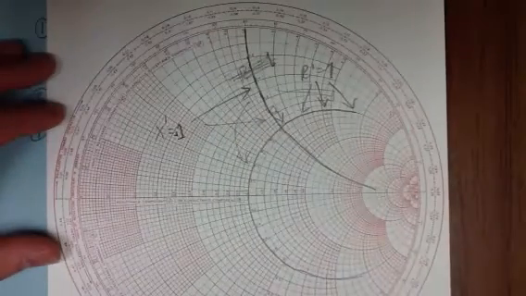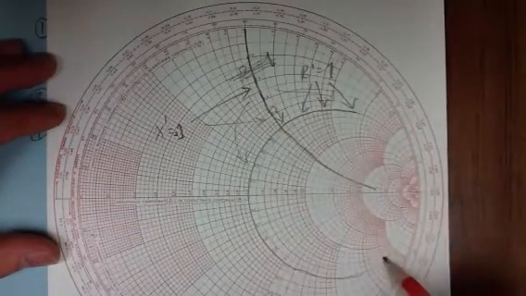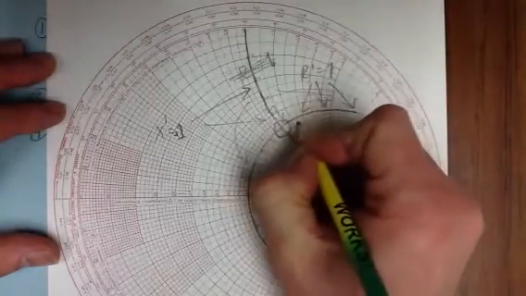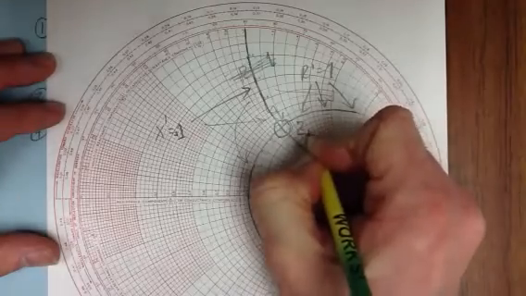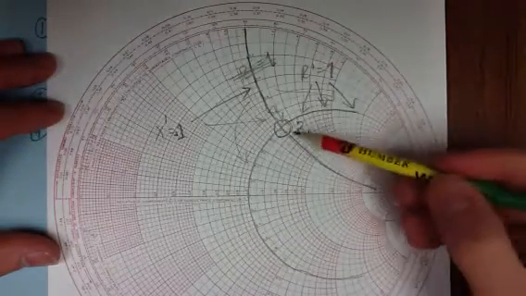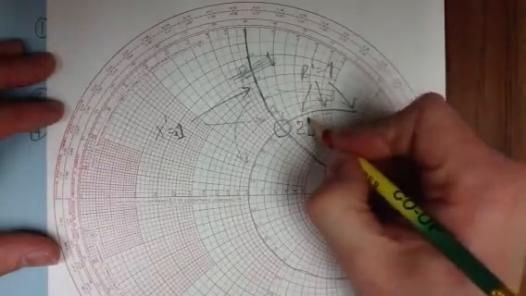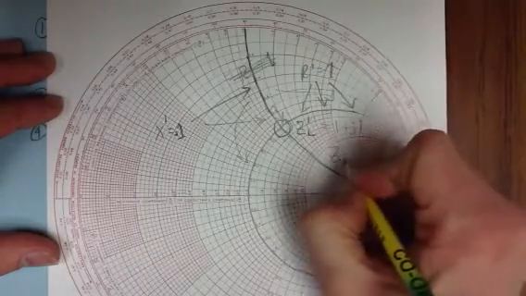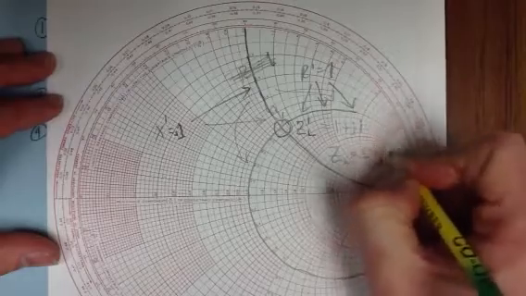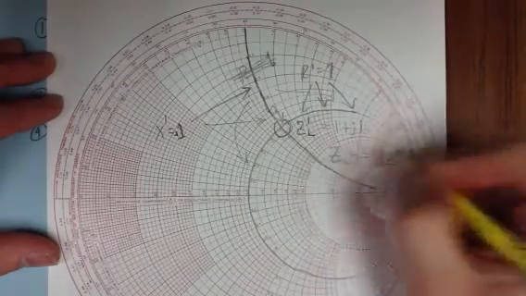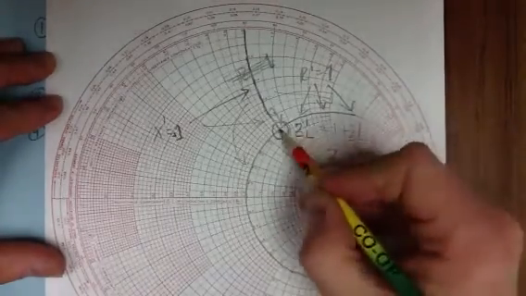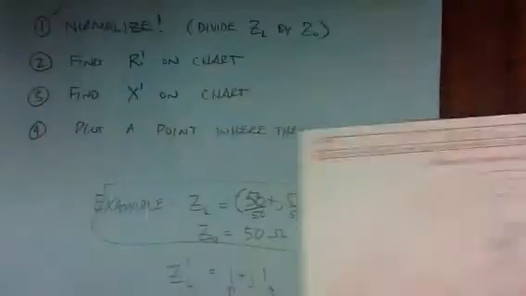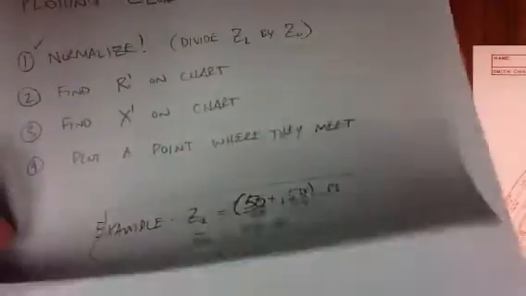So we have the normalized R of 1 and the normalized X of 1. Where they cross, you can call that the load impedance. So the normalized impedance is 1 plus J1, and the impedance is 50 plus J50 ohms, plotted right there. So that's plotting impedance. Let's do one more, and then you will be an expert.